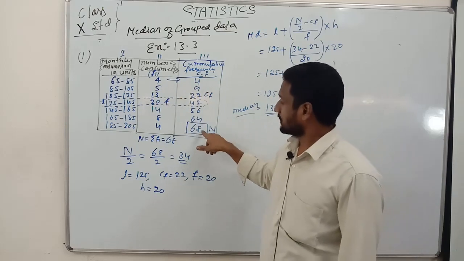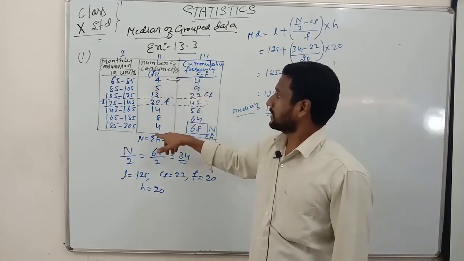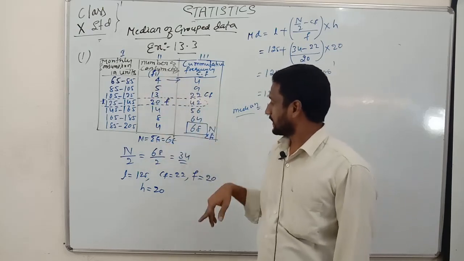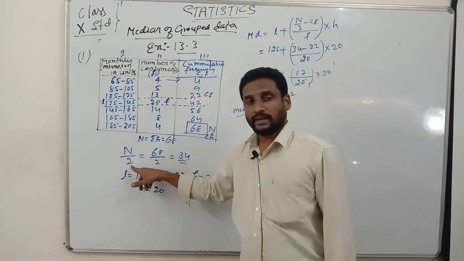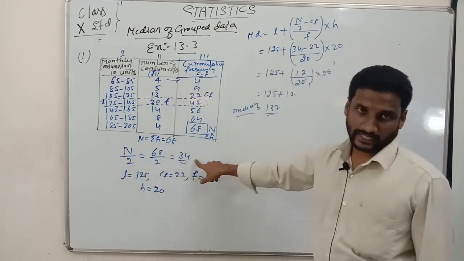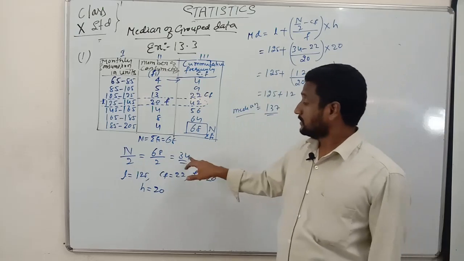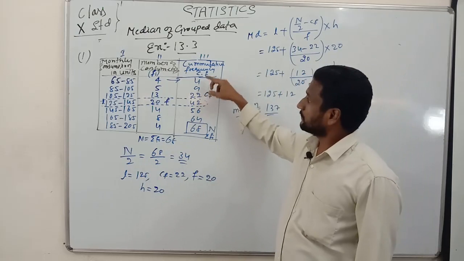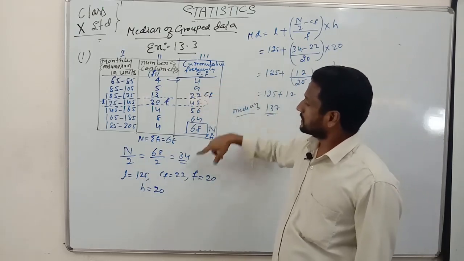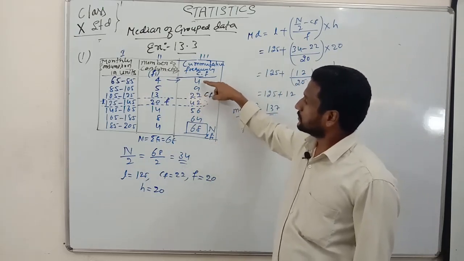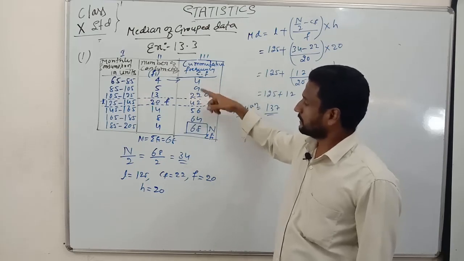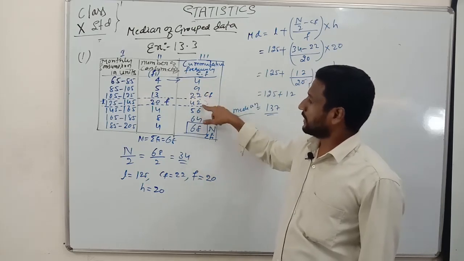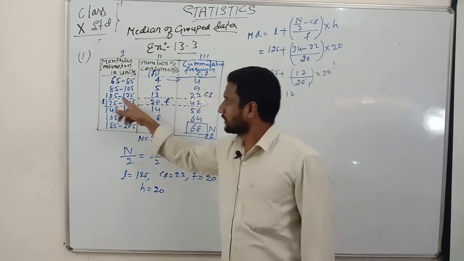The last number is the summation of Fi, or sigma Fi. We are getting 68 here. That number you divide by 2, and you will get 34. After the N by 2 value, the important thing is which cumulative frequency this 34 falls under. You can check here, 0 to 4 will not do, 0 to 9 will not do, up to 22 will not do. This 34 comes under 44, so you can mark 44 here.